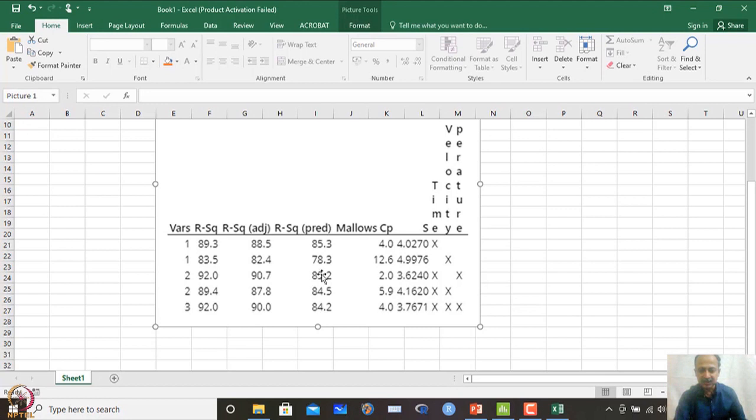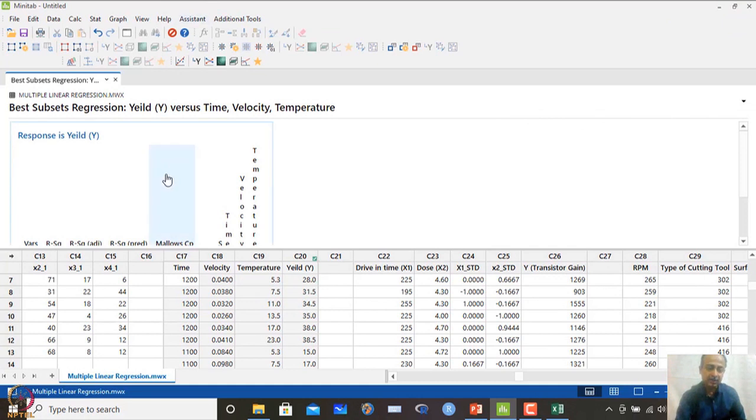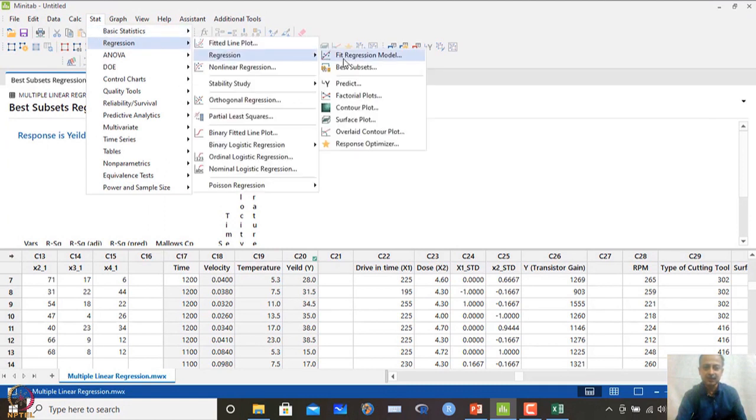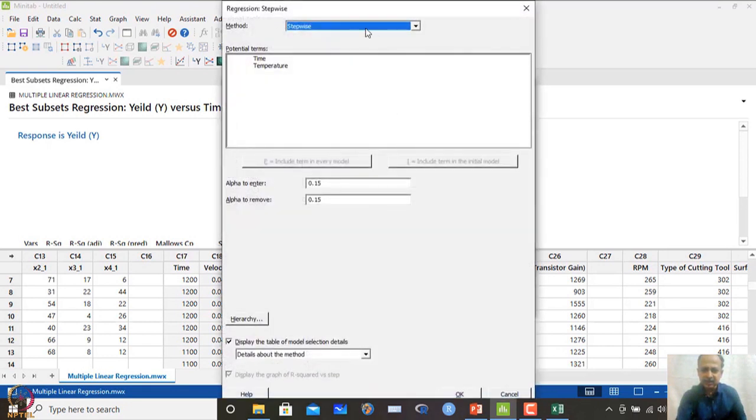So Mallow CP suggests that this is the one, when time and temperature can be considered like that. That is also suggested by stepwise regression, what we have seen. So in this case, again I am doing this. If we select this one, fit regression model over here, and in this case time and temperature, so I am removing this one. These are the two variables, and stepwise regression I will not use now.